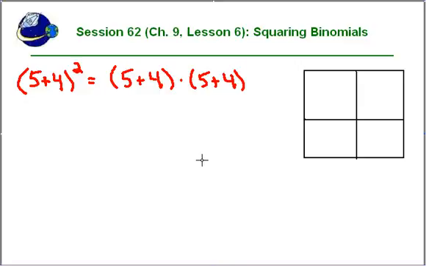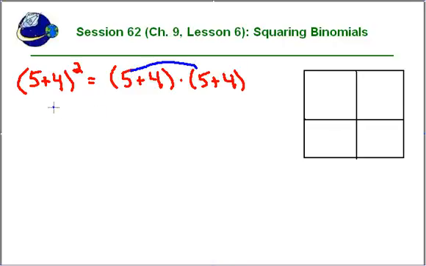In session 62, we're going to be squaring binomials. And remember, squaring means that you're going to be taking something and multiplying it by itself. Over here, what we have is 5 plus 4 in parentheses, and then we're squaring that entire phrase within the parentheses. So I've rewritten it over here at the right as 5 plus 4, parentheses, times 5 plus 4. So once again, to calculate this out, we're going to use our distributive property, and we are going to take each term in our first polynomial and multiply it by each in our second.